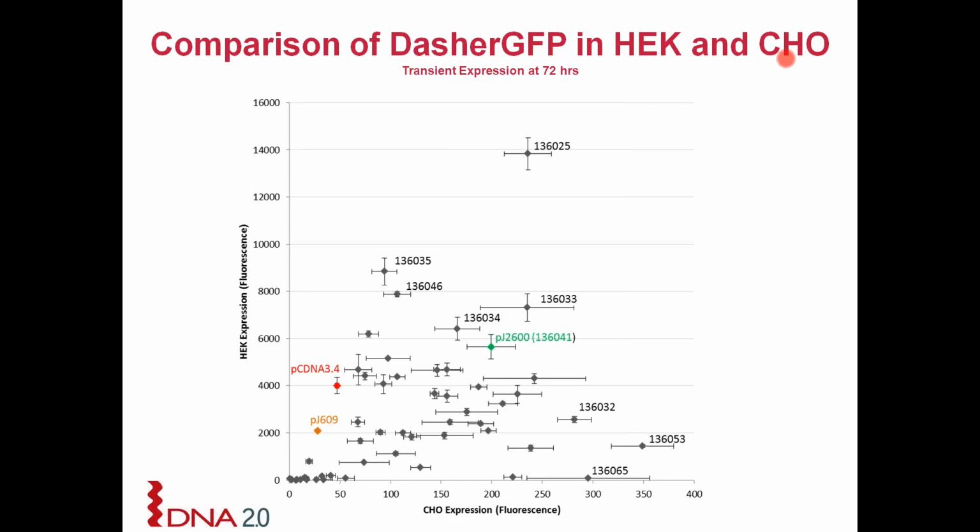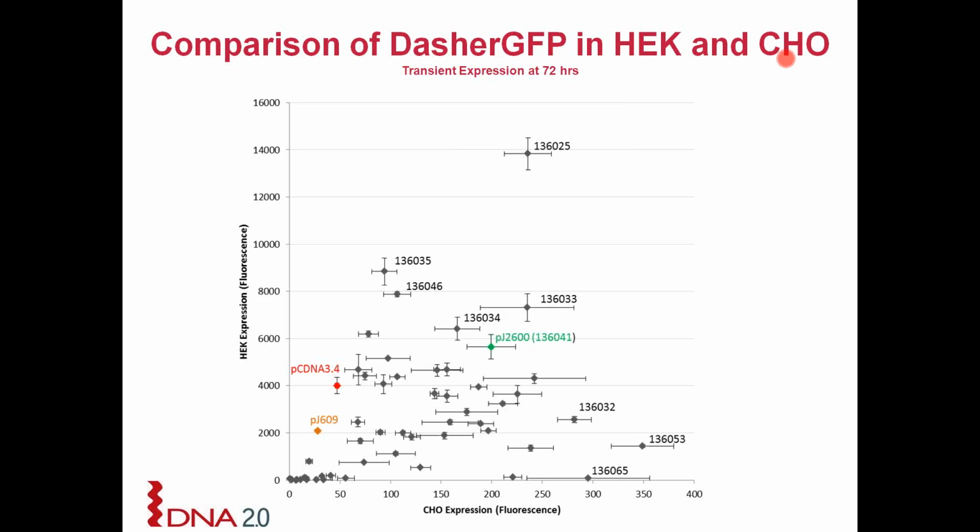So the graph here shows our initial findings, and we've also built in additional vectors that we found based on our round one data. Here I show you the performance of the 24 vectors that have been tested in HEK 293 cells and CHO cells. And as I mentioned before, we used Dasher GFP, and so we measured total fluorescence of transient expression, and it was measured at 72 hours.